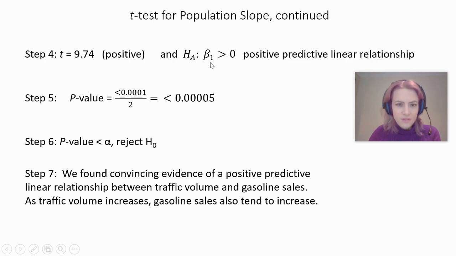So we can be very confident or very certain that the true population slope is positive. So we have strong evidence of a positive predictive linear relationship between traffic volume and gas sales. Which is to say, in other words, we are convinced that as traffic volume increases, gasoline sales tend to increase. Now, that's a tendency for the population. We can't be sure that it's going to work for every single gas station, but the general trend is as one goes up, the other does as well.